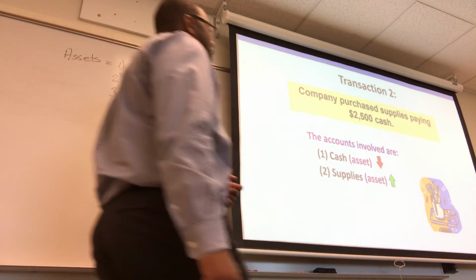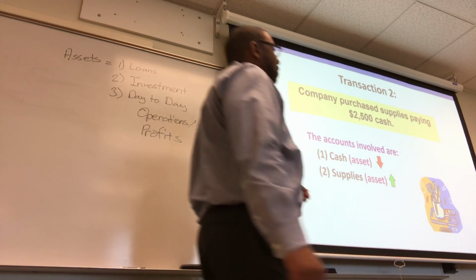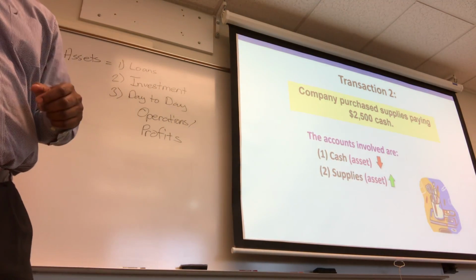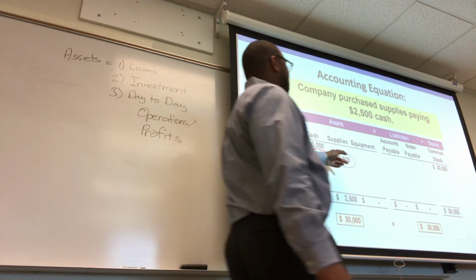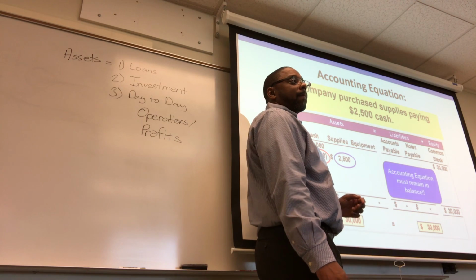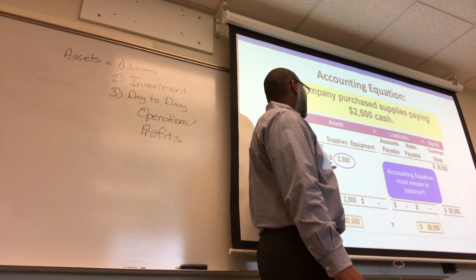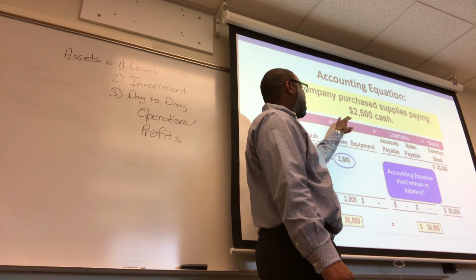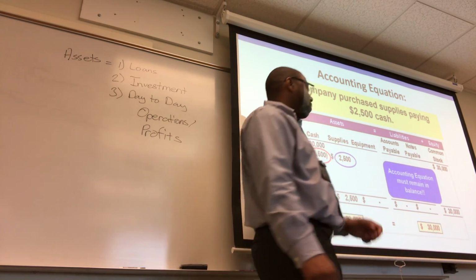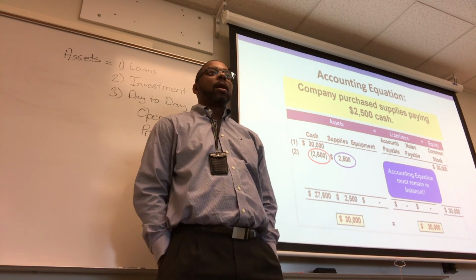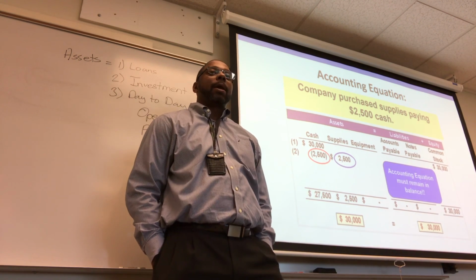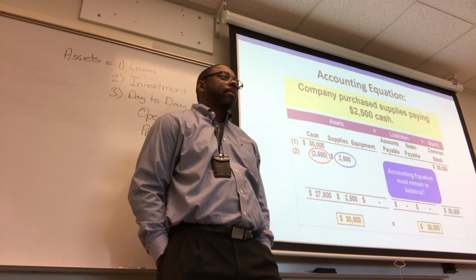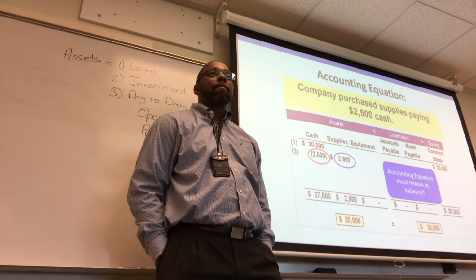Now, this is an opposite but equal transaction on one side of the equation. So because both of them are assets, they will negate each other in their effects. Right? So we're going to decrease the cash, but increase the supplies. Since they're both assets, we're still going to end up with a bottom line of $30,000. And the equation is still in balance. Questions so far?